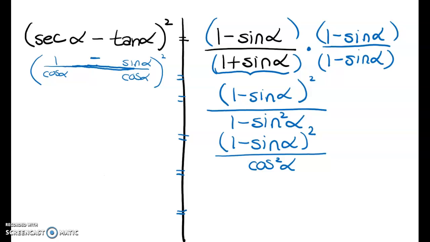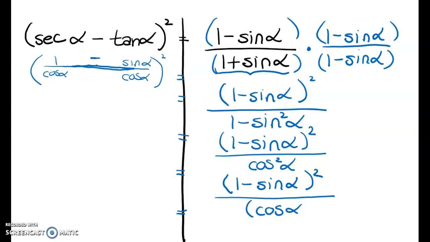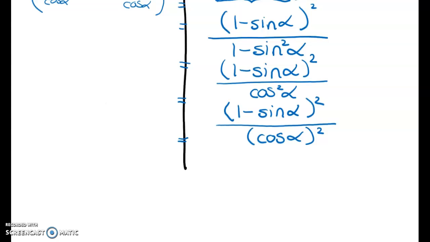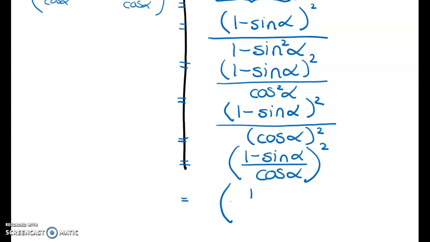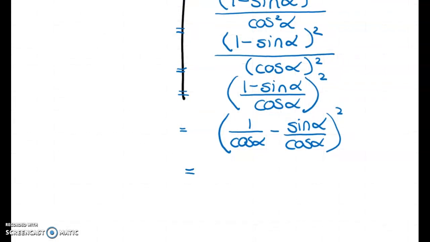So I think what I really need to do is change this just slightly. 1 minus sine of alpha squared. And now I'm going to change it to look like this instead. All right. So now, because they are both squared, I can actually write it like this: sine alpha over cosine alpha, squared. And now I can split my fraction up into 1 over cosine of alpha minus sine of alpha over cosine of alpha, squared. And when I reduce these fractions, I get secant of alpha minus tangent of alpha squared.